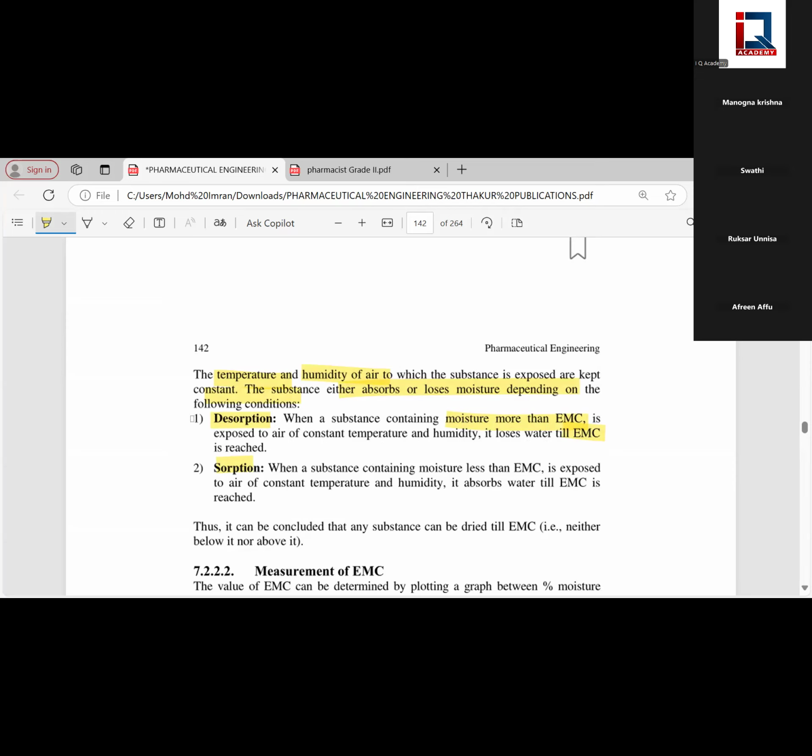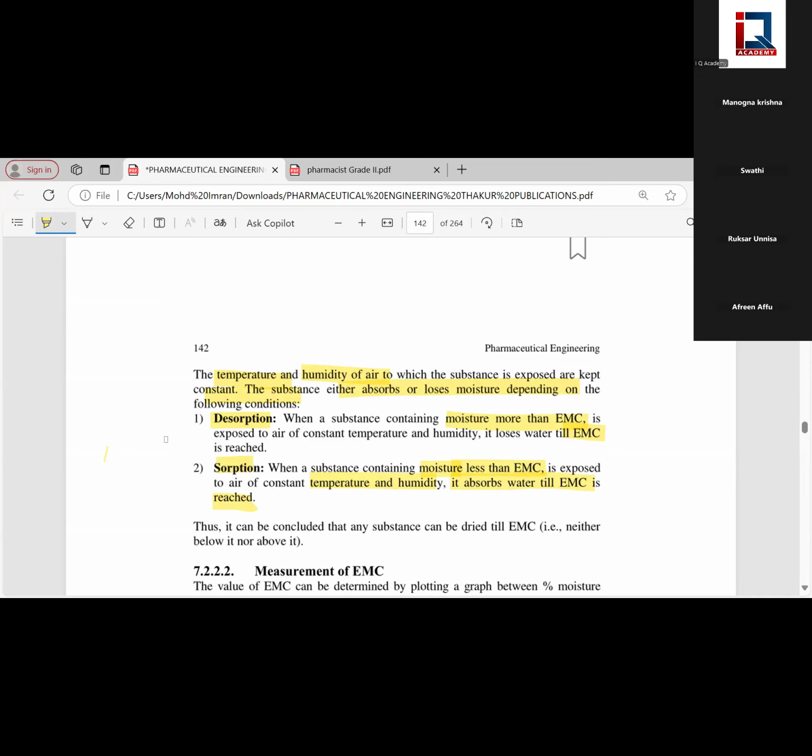When the substance contains moisture less than EMC, see, moisture less than EMC, then what are we doing? It's exposed to air containing humidity and it is allowed to absorb the humidity until it becomes equal to EMC. If you are allowing the formulation, the powders, to absorb the moisture content, it's called sorption. If you're drying it to remove the moisture content, it's called desorption.